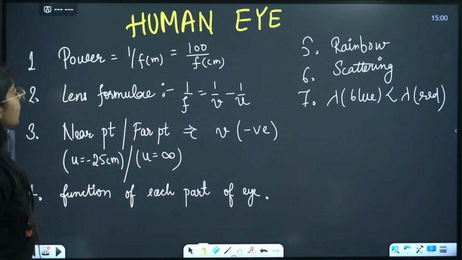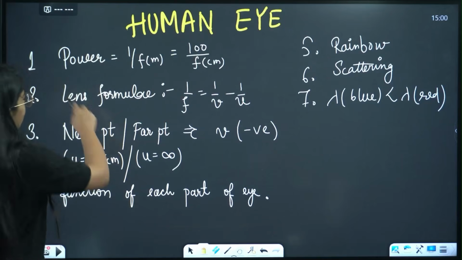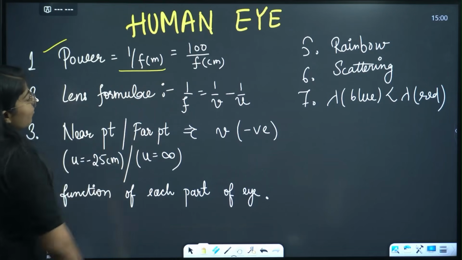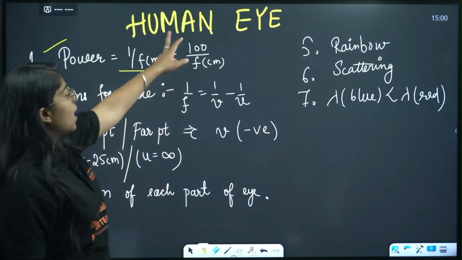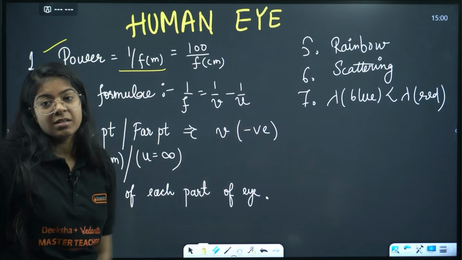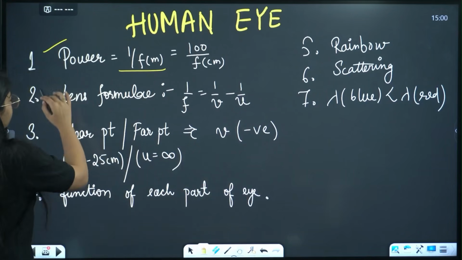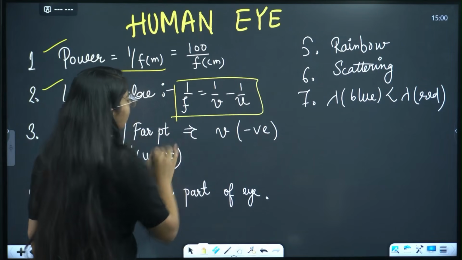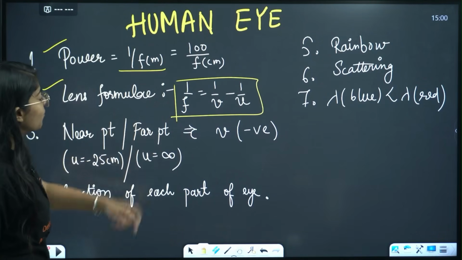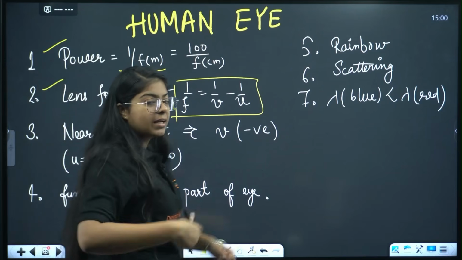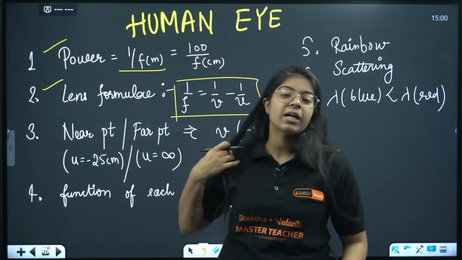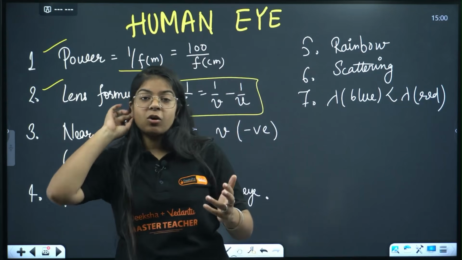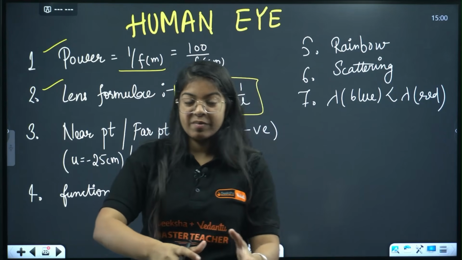Then human eye. From the human eye, power is very important. Power is 1 by focal length, but 100 by focal length when focal length is in centimeters. Then the lens formula again, 1 by f equals 1 by v minus 1 by u. Now near point and far point numericals. Whenever it is given that the near point or far point has shifted, then the new near point or far point is given. Listen to me very carefully.